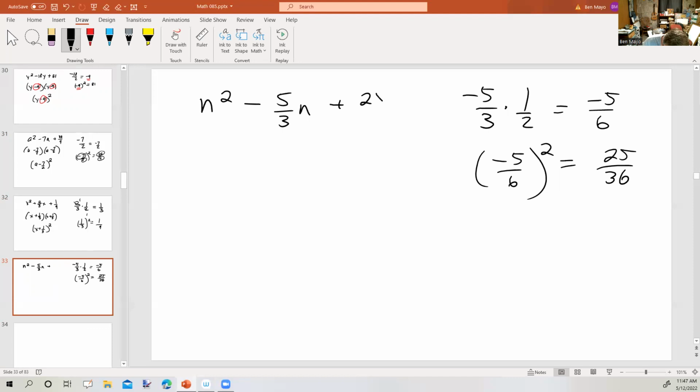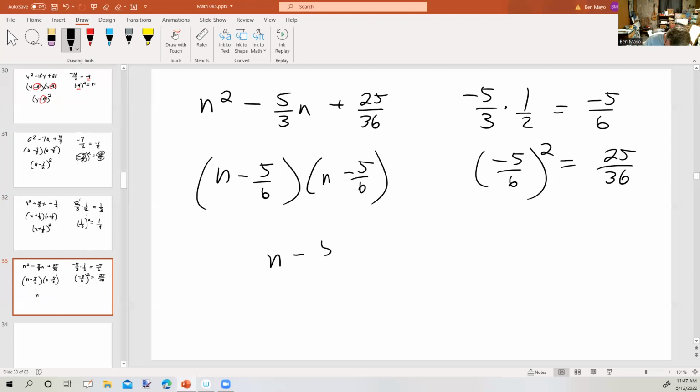So now I'm going to add 25 over 36, and I get n minus 5/6 times n minus 5/6, or n minus 5/6, the quantity squared. You okay with that? Yes.